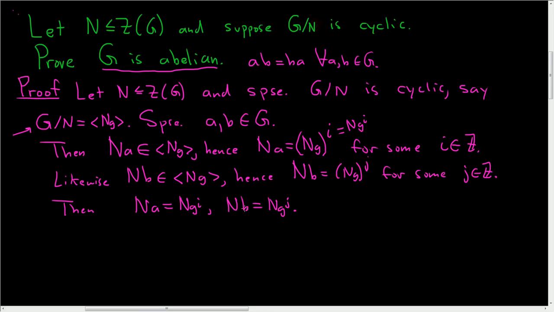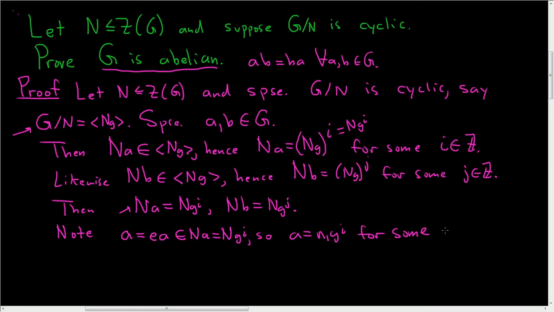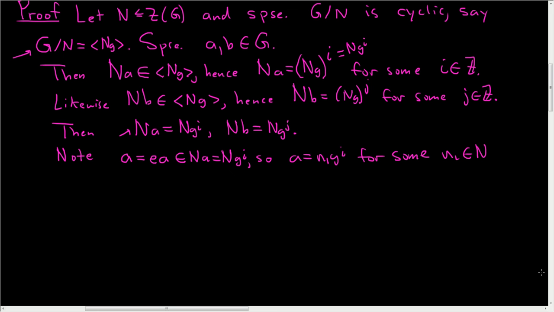All right, so now again, we have to somehow relate a and b to these cosets. So here's a little trick. Note, a is an element of this coset because we can write it as ea, right? e is certainly in capital N because capital N is a subgroup. And so this is an element in this coset, which coincidentally is equal to Ng to the i. Very, very sneaky stuff. So a is equal to, say, n1 g to the i for some n1 in capital N.